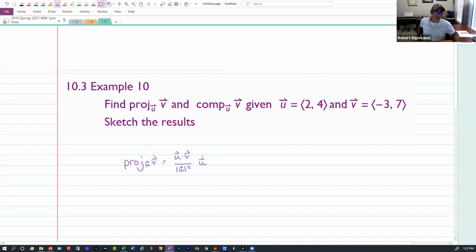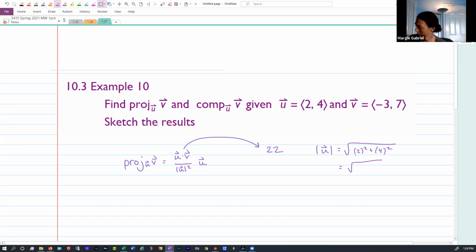Now, we cannot use what we did before. Actually, we can do this. We know U dot V is still 22. You all agree with that? It doesn't matter which way we do it, V dot U or U dot V. But we need the length of U, and we didn't do that last time. So the length of U should be the square root of 2 squared plus 4 squared. So this should be the square root of 4 and 16, 20, root 20?